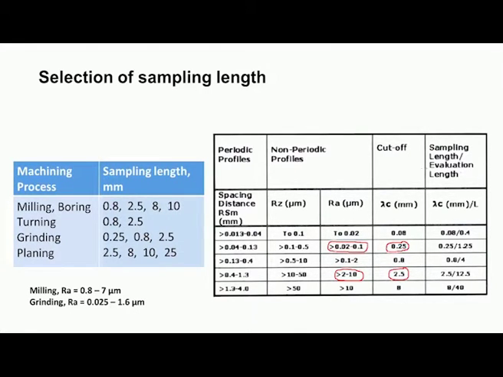Now, we should know one more thing, the ratio of sampling length to evaluation length. You can see here normally the evaluation length is divided into 5 sampling parts. If we know the sampling length, for example, say 0.8 millimeter is the sampling length, 5 times this will give us the evaluation length. That means 0.8 into 5, that is 4 millimeter is the evaluation length. Similarly, if the cutoff length is 8 millimeter, 5 times this is 40 millimeter.